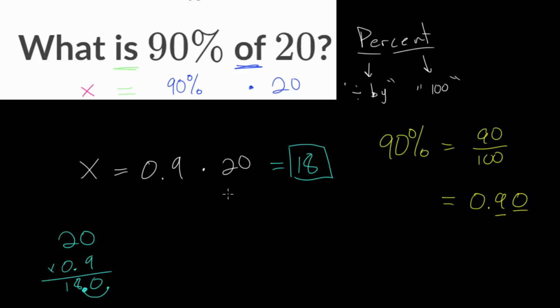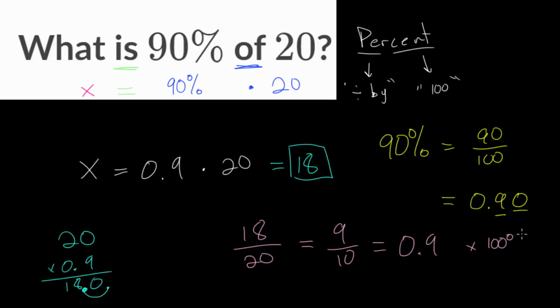And one way to check this is that we can just take 18 and divide it by 20 and show that we do get back 90%, or 0.9. If we simplify this, we get 9 over 10, which as a decimal we know is 0.9. And to change something back to a percent, we can just multiply by 100%. Since remember, 100% is just 100 divided by 100, which is 1. And we can always multiply by 1 without changing the number.